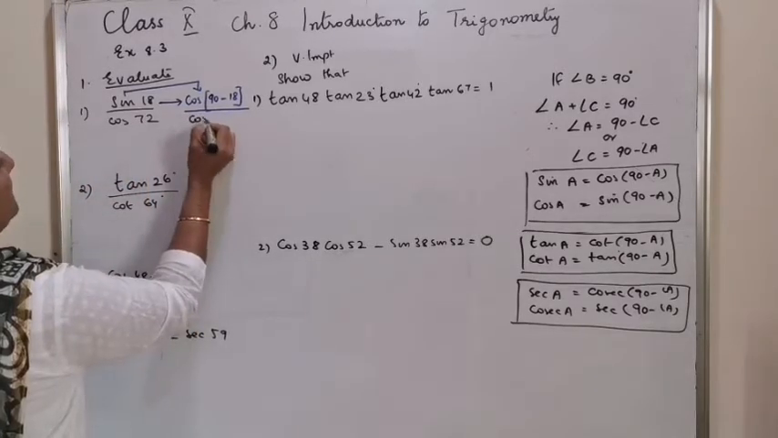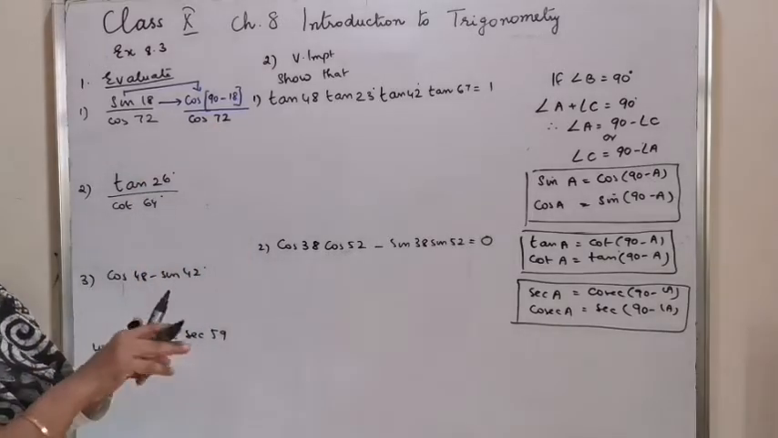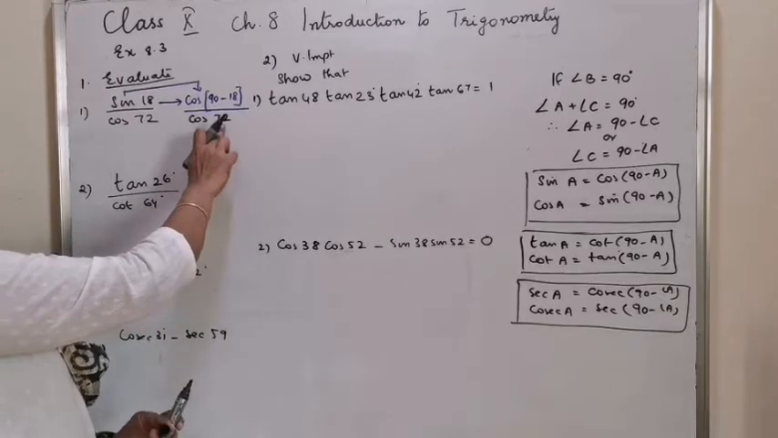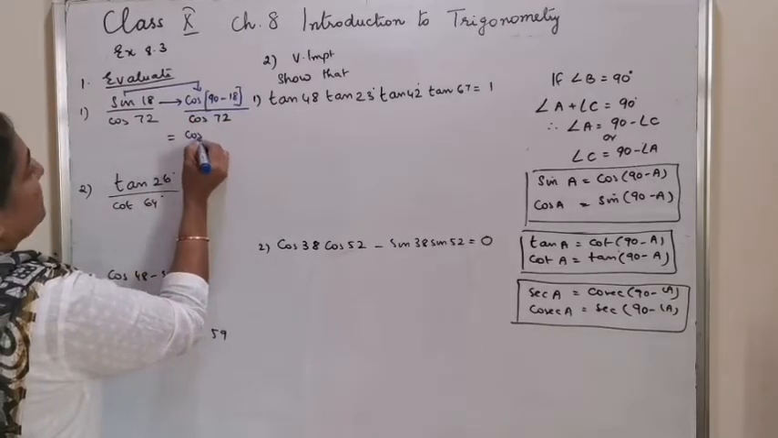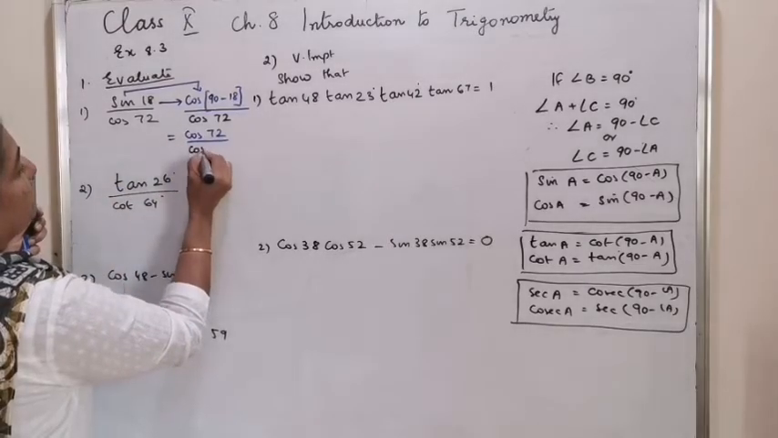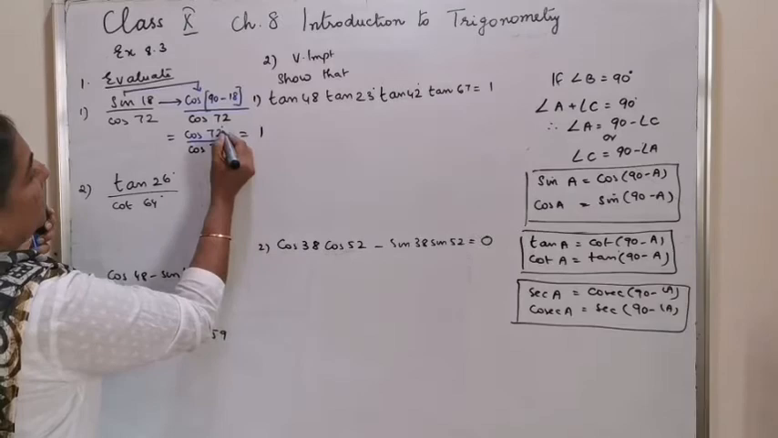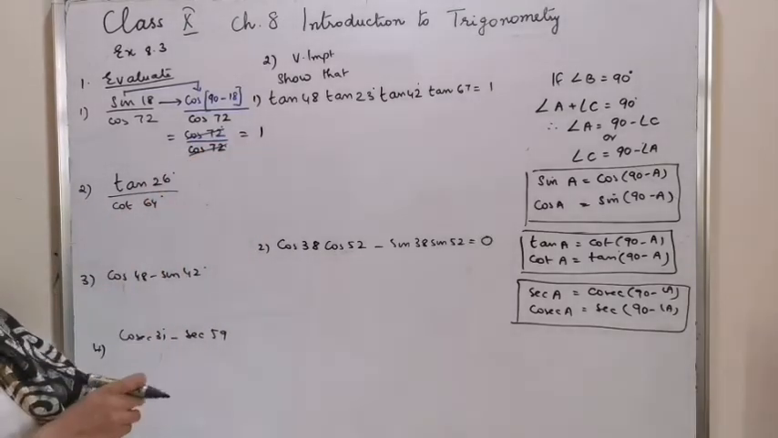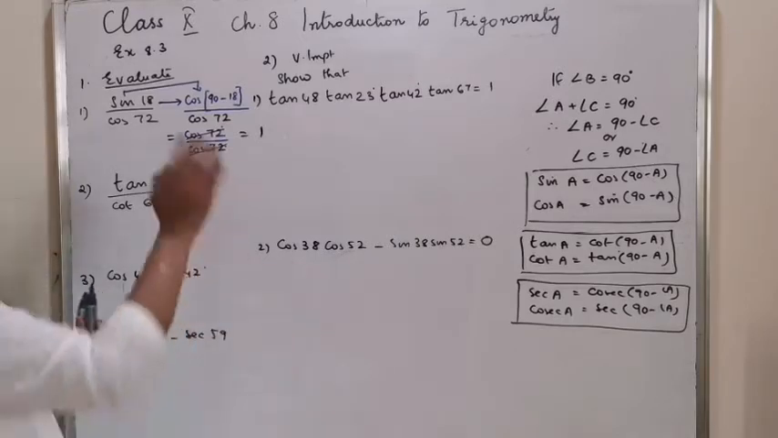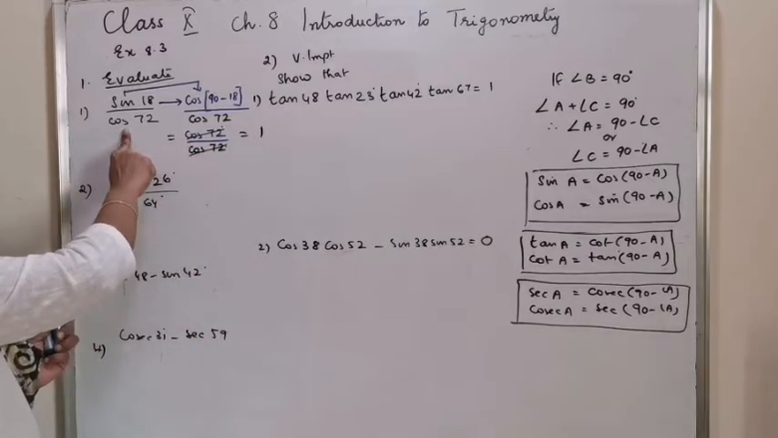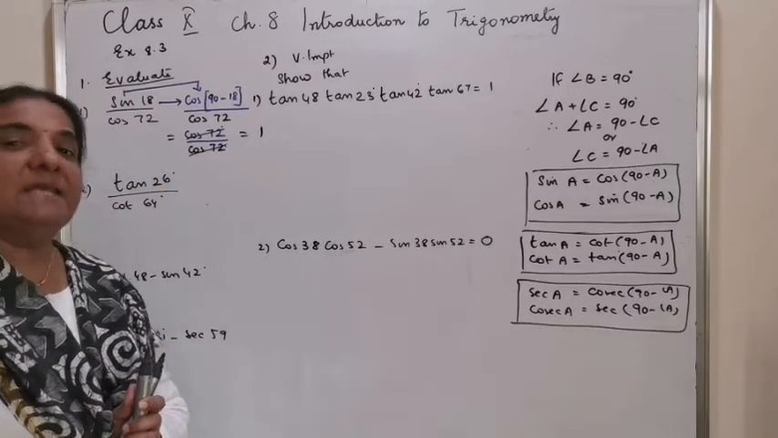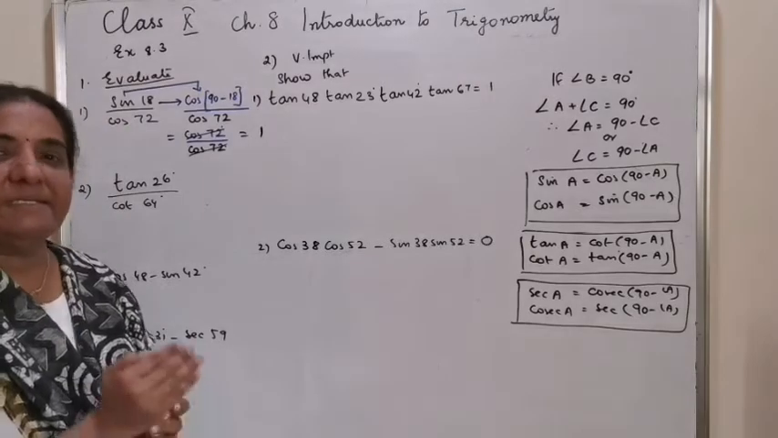That is why I am writing with the same ink, which shows that cos you need not calculate because it's already understood, which is the same as cos 72 by cos 72, which is equal to 1. That means they get cancelled. So only one of the ratios should be changed. Similarly, if you want to change cos 72, sine 18 is retained as such, cos will be changed into sine, and 72 will be changed as 90 minus 72.